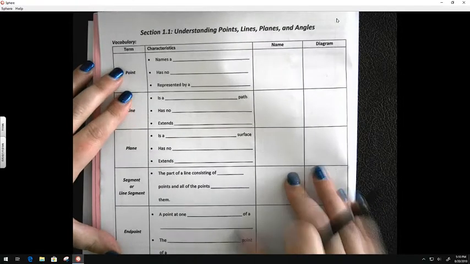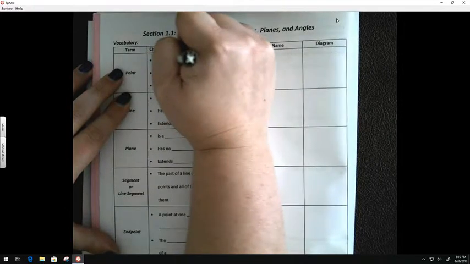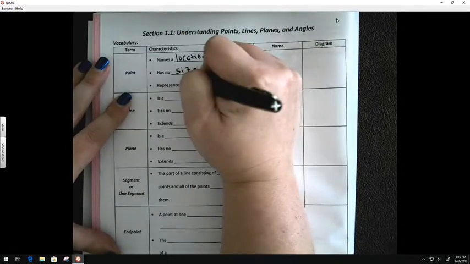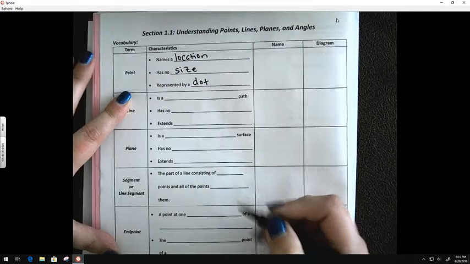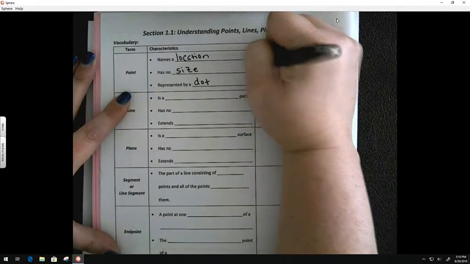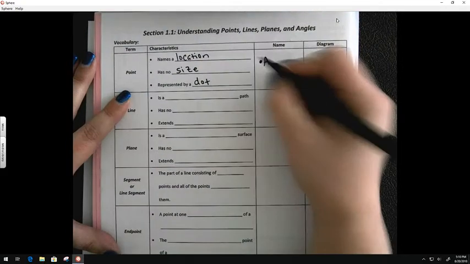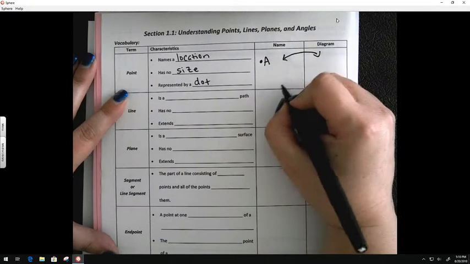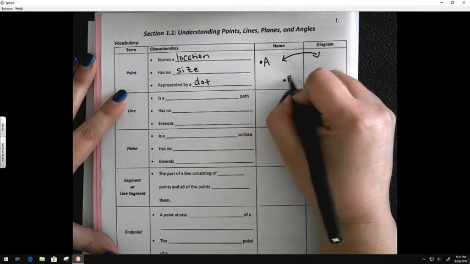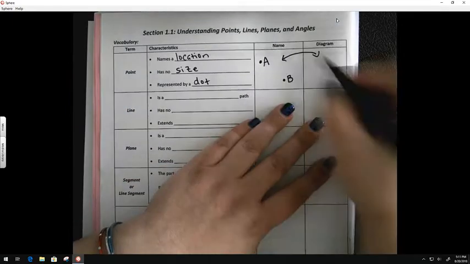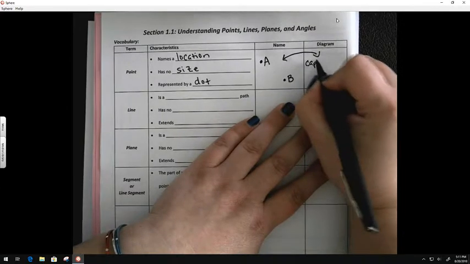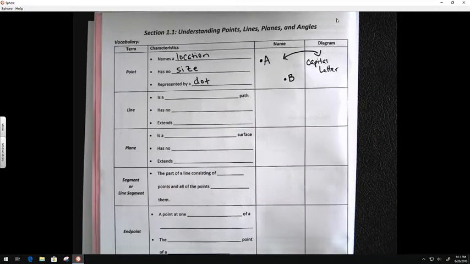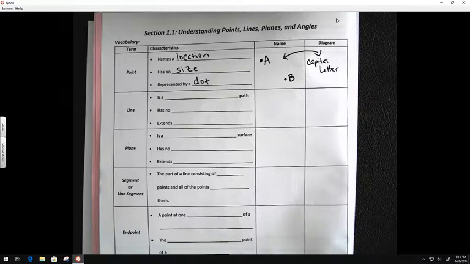A point names a location. It has no size, and it's represented by a dot. Okay, so we've done a lot of, here's this random point, and there's point A. Okay, oops, that should be in the diagram portion. So we're just going to cross those over there. I can do another one where it's just point B. Okay, and to name it, we know that it needs to be a capital letter. If you want, you can put the word point in front, but you don't have to. It just has to definitely be a capital letter.